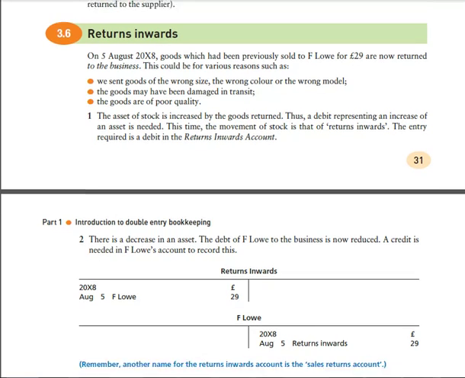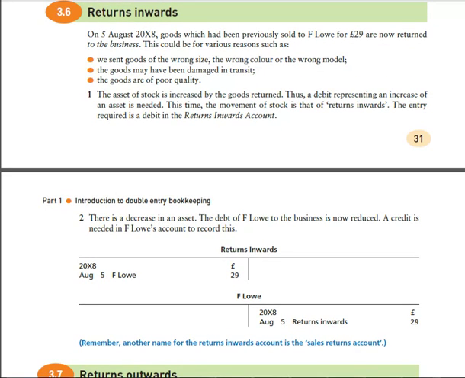So if you get this and understand the reasoning behind this, you would never have any kind of issues writing a double entry for this, because you would always remember, return inwards is always debited because it's an increase in the stock that the business holds. So that's one part of the entry. So if we have return inwards coming, what would be the other entry?